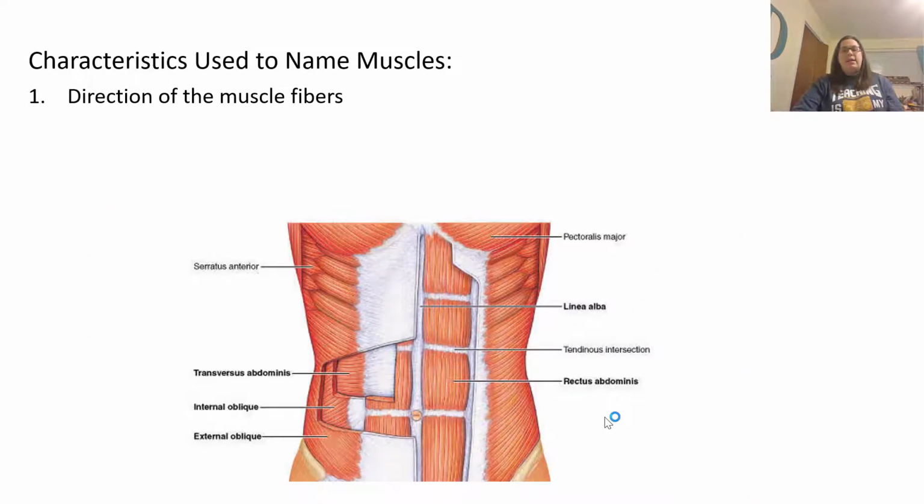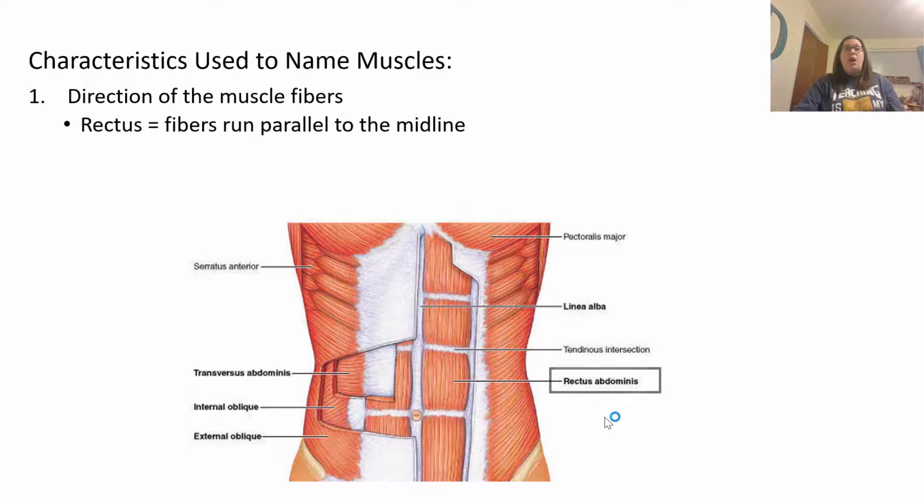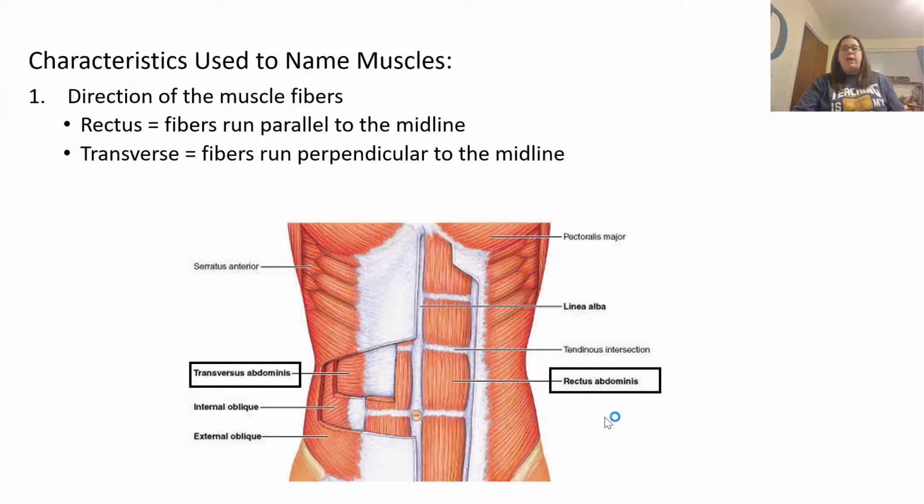Now, characteristics that are used to name muscles. This is going to help you hopefully remember the different names of some of these muscles. Sometimes muscles are named based on the direction of their muscle fibers, how their fibers are running. There's what we call the rectus. These are fibers that run parallel to the midline. So rectus abdominis runs parallel to your midline, and it is in your abdominal area.